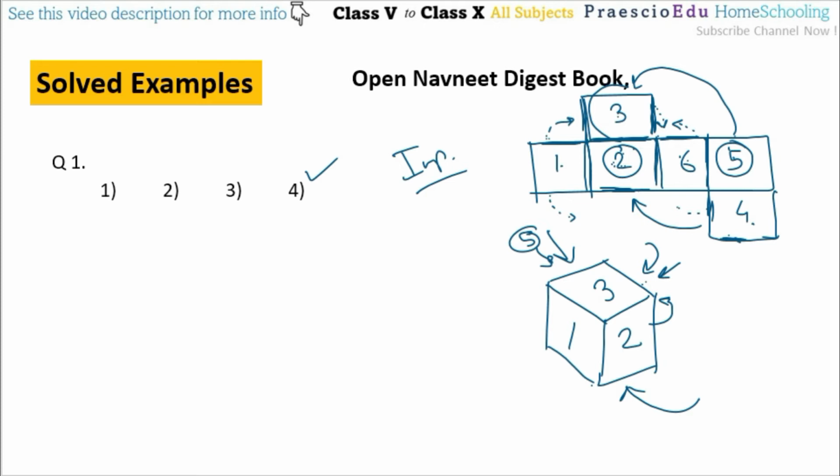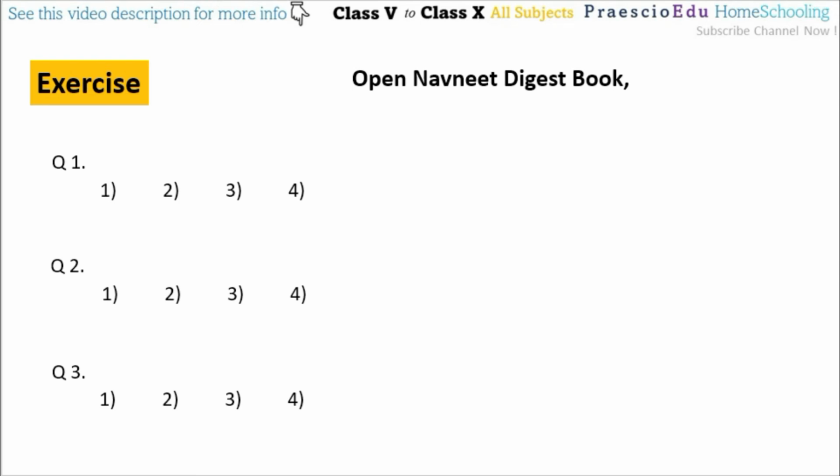Now we are going to see the exercise. Exercise question number 1: which of the following nets will fold into a cube? To form a cube, 6 surfaces are required, and all the surfaces should be squares in shape and symmetrical, with the same dimensions, means all the squares having the same sides. If you look, option number 1 is perfectly matching, because in option number 3 there are 6 surfaces but of different dimensions.